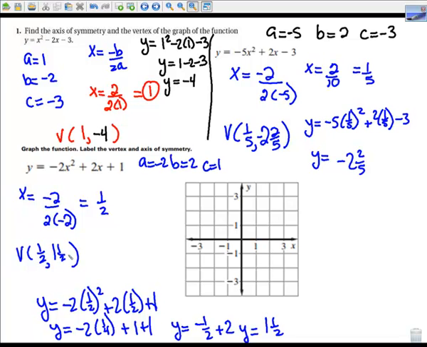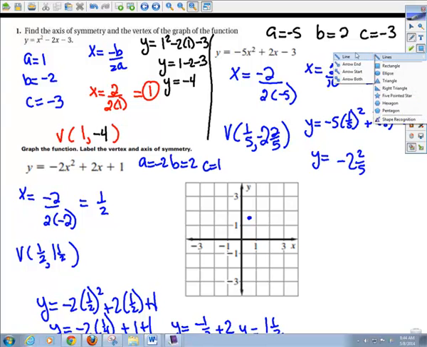When I go to graph this, before I make my table, I'm going to go ahead and plot this point. So I have the vertex is 1/2, 1.5, so right here. My axis of symmetry, I'm going to go ahead and just change my color here. And I'm going to change it so that I've got a line.